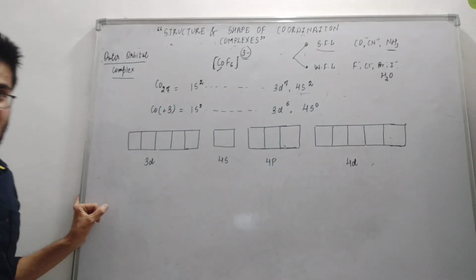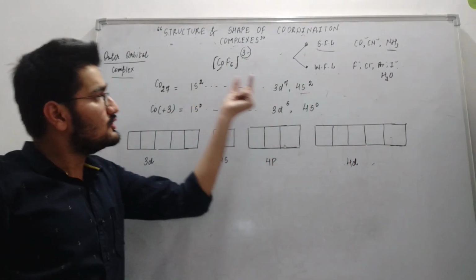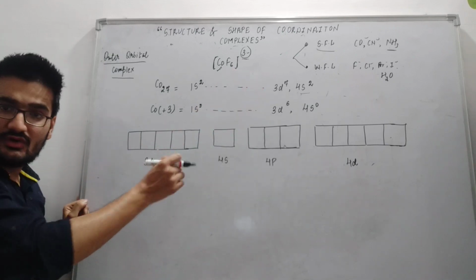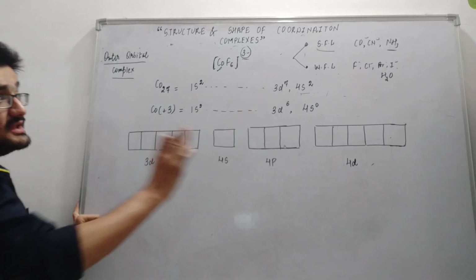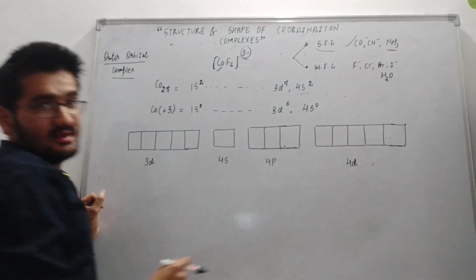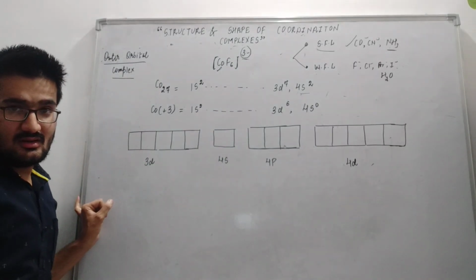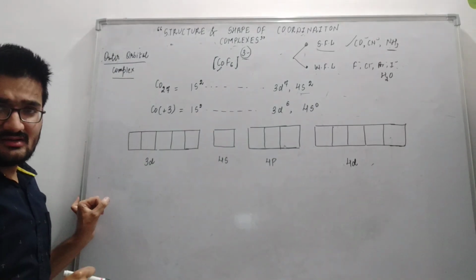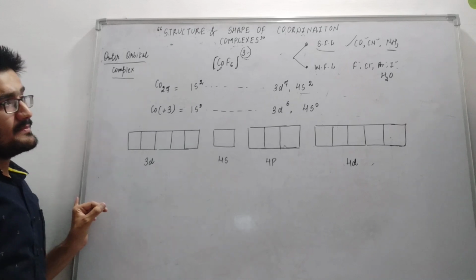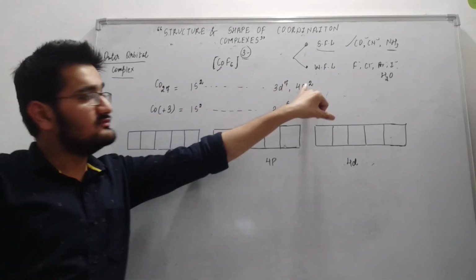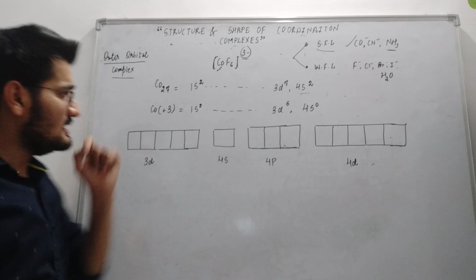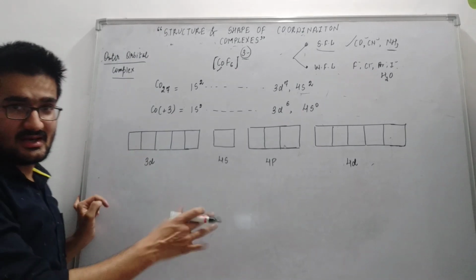They are all weak. If the ligands are weak in the coordination species, then we have to follow Hund's rule. But if the ligands are strong, then Hund's rule will not be followed. There is a concept behind it which we will discuss later, because this should be made clear with the help of crystal field theory, which will be in the upcoming lecture.